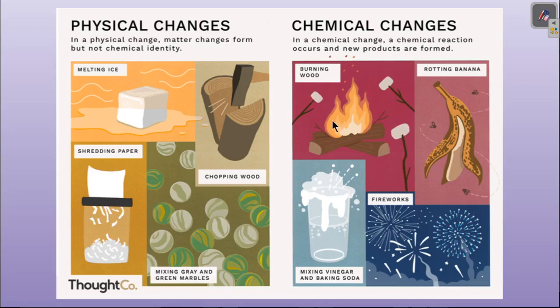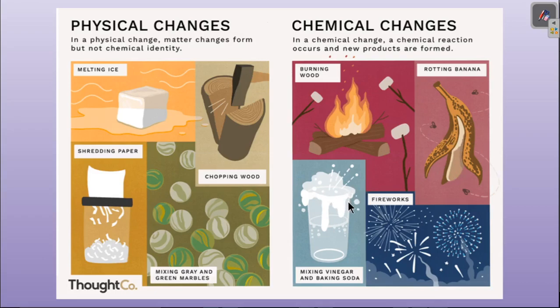Chemical changes, examples: burning wood. You're going to be learning that this is a combustion reaction. Rotting, anytime that you have anything rotting, bacteria digesting dead matter, that is also a chemical change. It becomes a different substance.